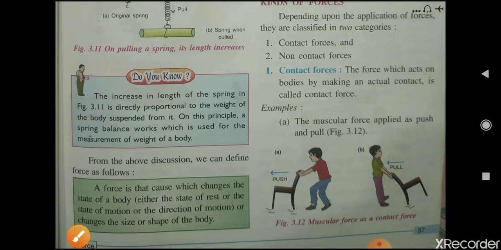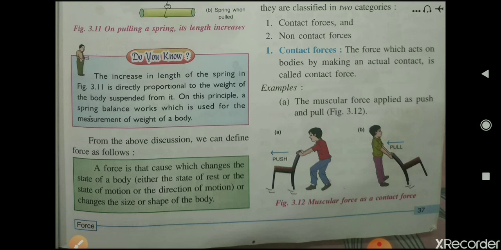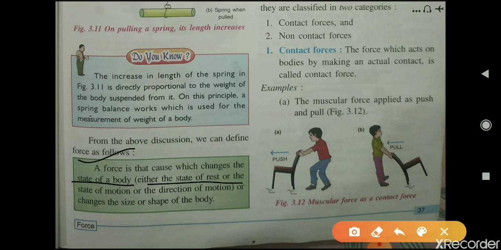Now from the above discussion, we can define force as follows. A force is that cause which changes the state of a body, either the state of rest or the state of motion or the direction of motion, or we can say that force changes the size or shape of the body. Okay, so all of you understood what is force and what are the effects of force.